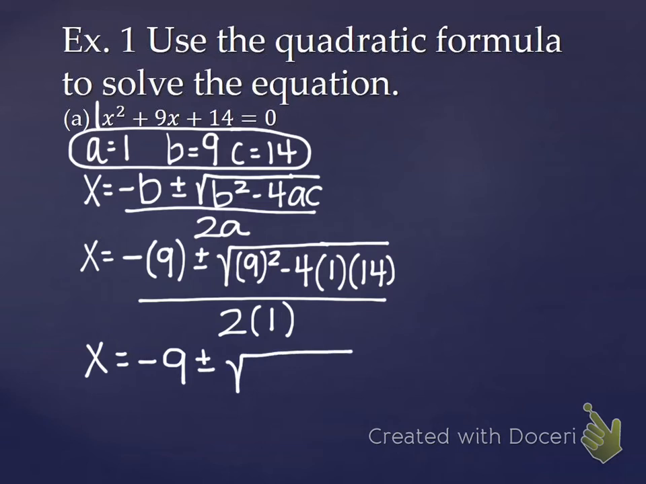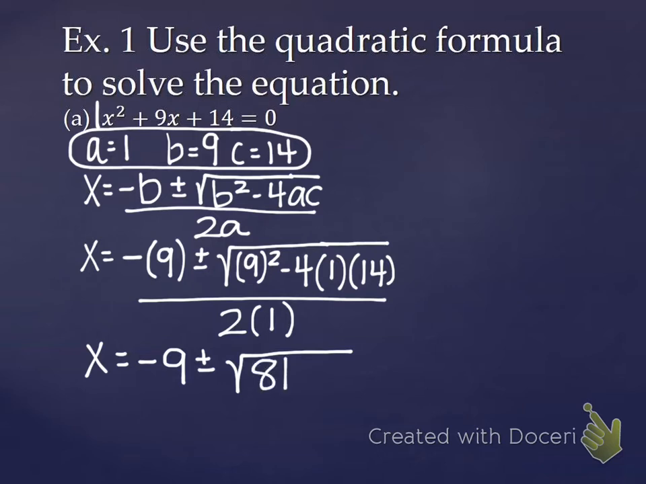Now, Tito, underneath the radical, I have to do what first, if I'm following my order of operations? Okay, do I have any work in the parentheses, though, to do? Look inside the parentheses. Is there any work to do? All right, so move on to the next thing. What's after parentheses? Okay, do I have an exponent I can work with? Yes, what? Good. What is 9 to the power of 2?